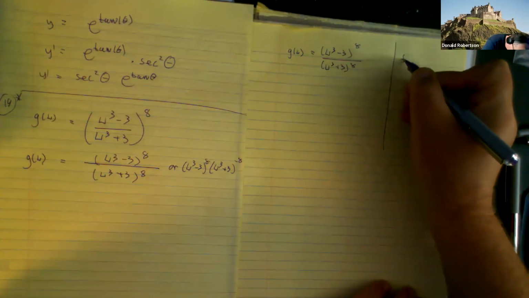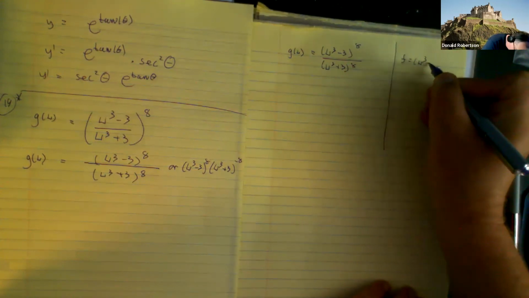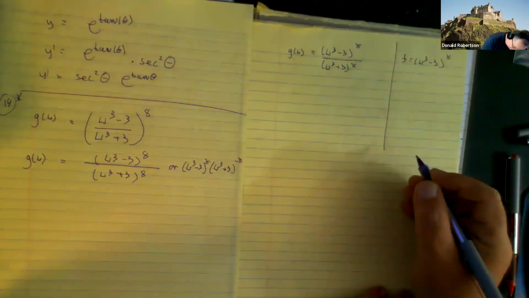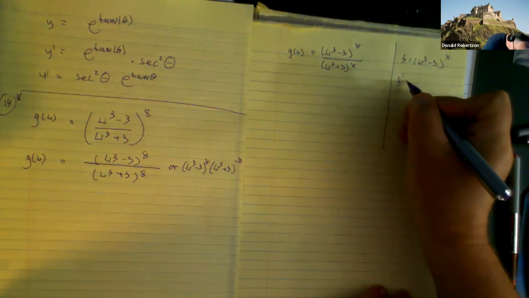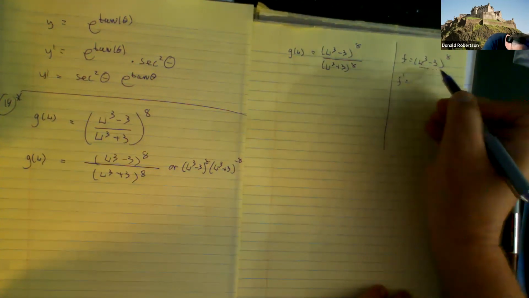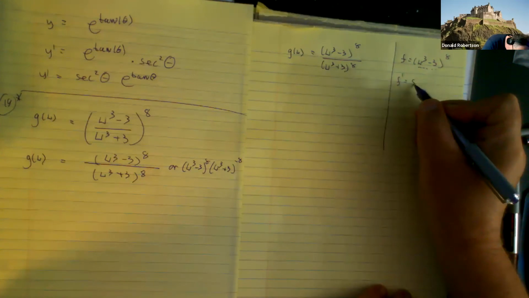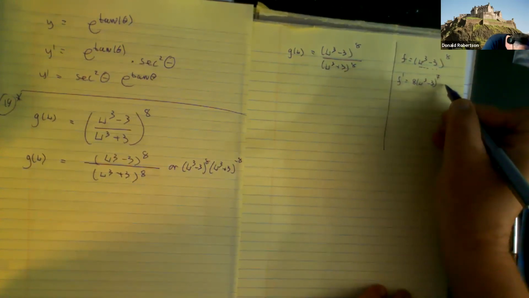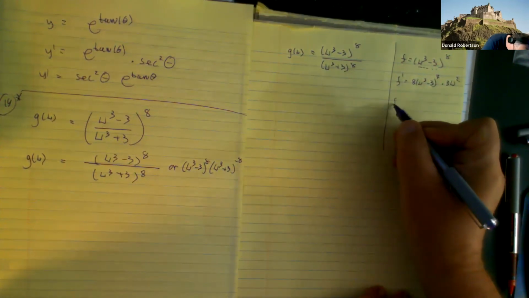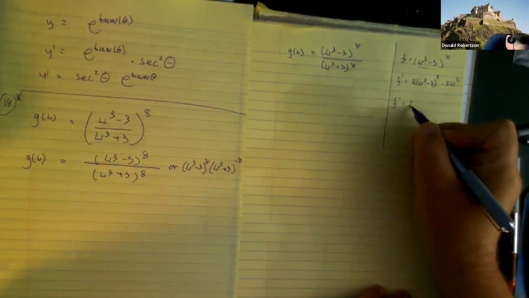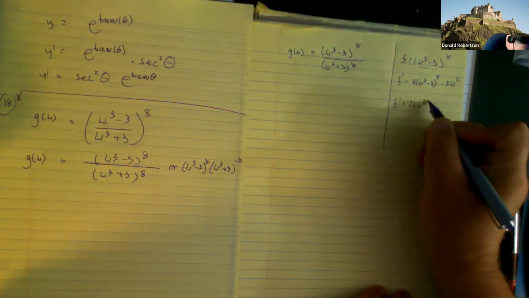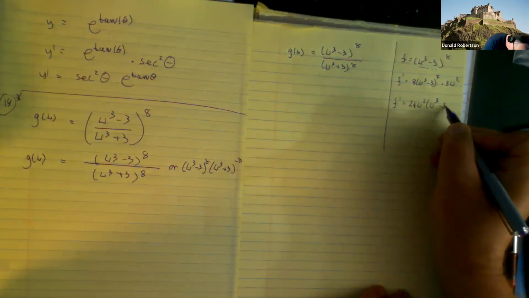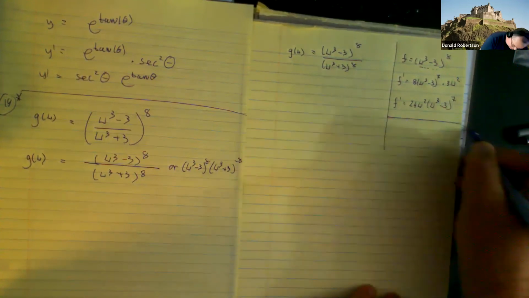So the top function is going to be this guy. So its derivative, well, if you think of this as your inside function, it's going to be 8 times the inside function to the power of 7, followed by the derivative of the inside function. And when you tidy that up, you get 24u squared (u cubed take away 3) to the power of 7, and that's that one.